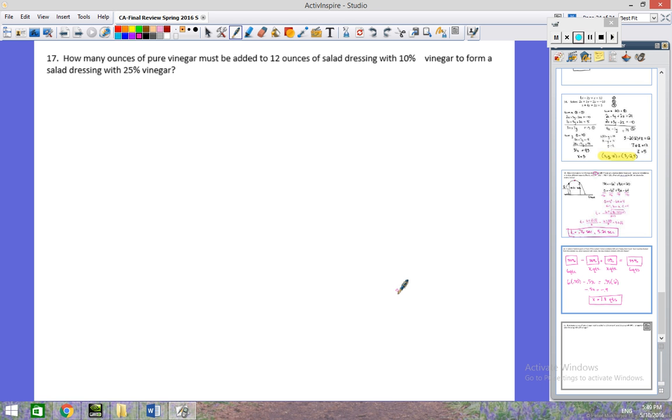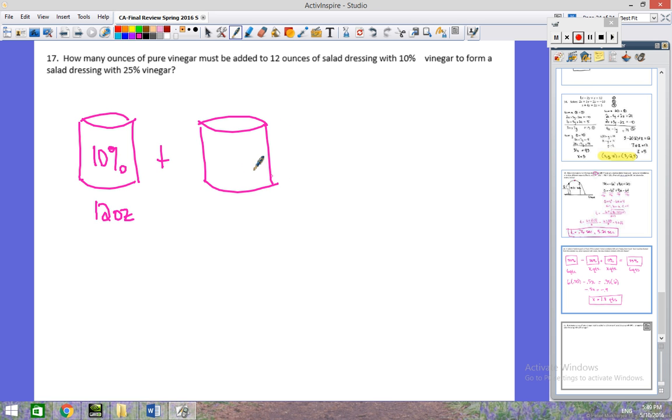Alright, so let's take a look. Again, we have another mixture problem. How many ounces of pure vinegar must be added to 12 ounces of salad dressing with a 10% vinegar solution to form a new salad dressing with 25%? So we've got this salad dressing, and currently it's 10%. So somebody's thinking, hey, I want it stronger, 10% vinegar, and you've got 12 ounces of this. You're going to add to that vinegar. Well, vinegar is 100%. Pure vinegar is all vinegar.